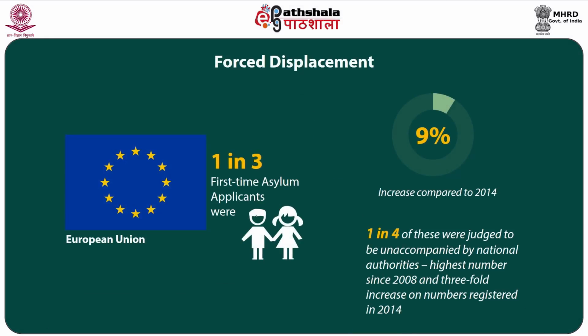Almost 1 in 3 first time asylum applicants in the European Union were minors. It is an increase of 9% compared to the level recorded in 2014. 1 in 4 of these were judged to be unaccompanied by national authorities. This is the highest number since 2008 and indicates a threefold increase compared to the numbers registered in 2014.